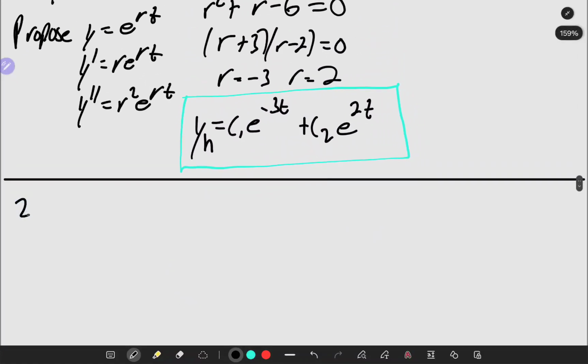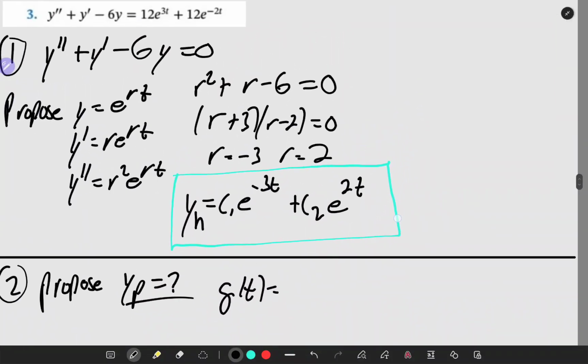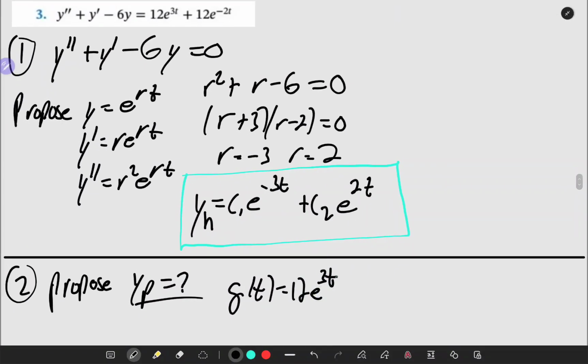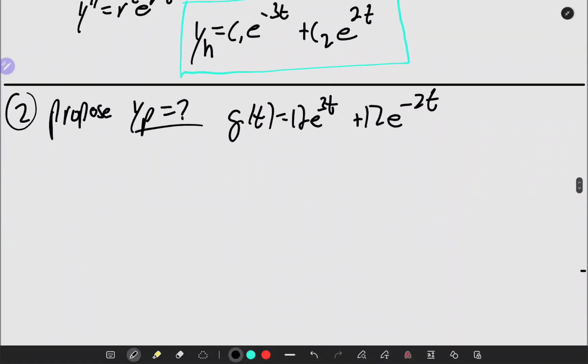So now for step 2, we need to propose our particular solution, where our g of t for this one is what? 12 e to the 3t plus 12 e to the minus 2t. So if you notice, this is a lot simpler than the ones that were in the last video. Our g of t is a little bit smaller, because I would never want to solve the ones like we solved in the last video, and you'll see why in 1 minute. So now let's propose y sub p.